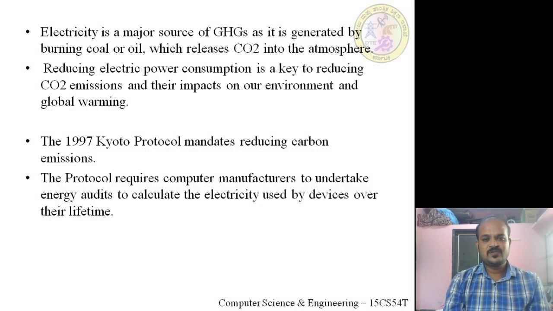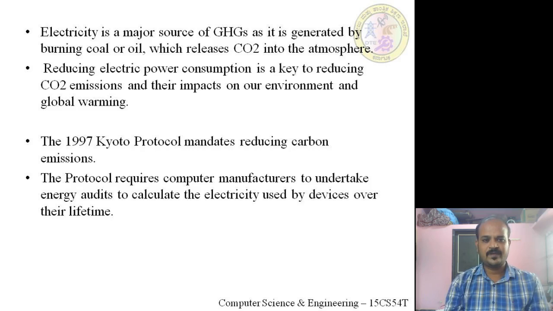Okay, so next we will discuss how this GHG is actually produced. Okay, so electricity is a major source of GHG as it is generated by burning coal or oil which releases carbon dioxide into the atmosphere. Electricity is the major source of GHG because electricity is mainly produced or generated by burning coal or oil.